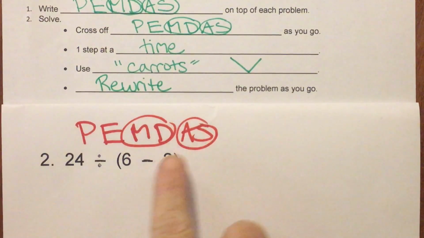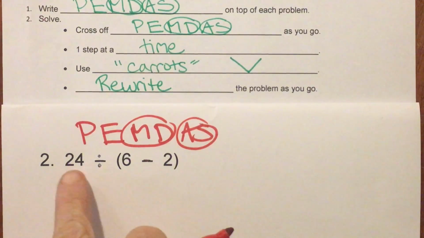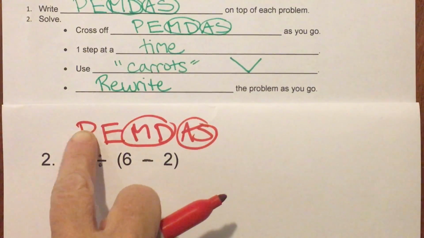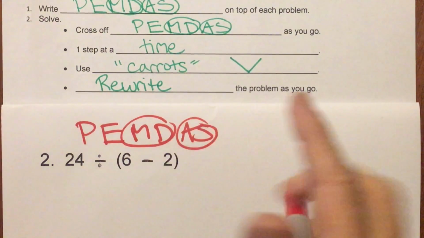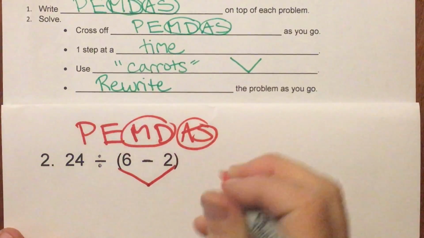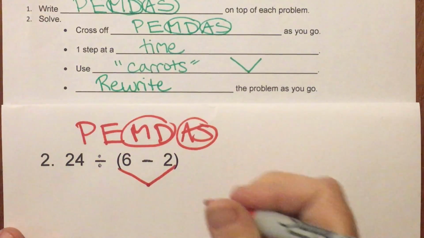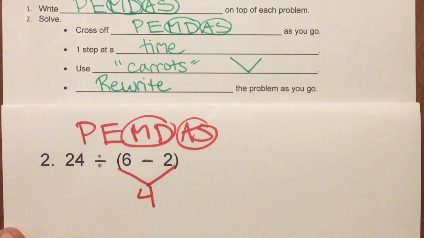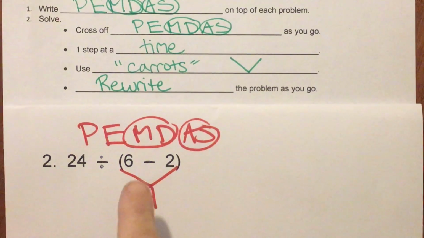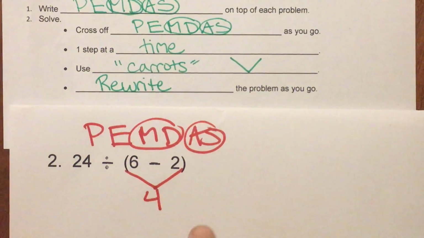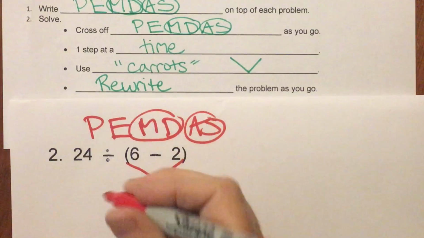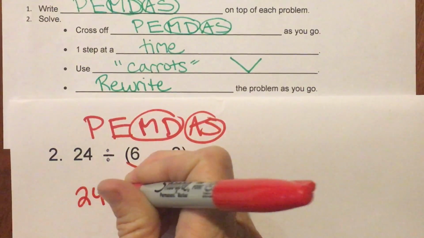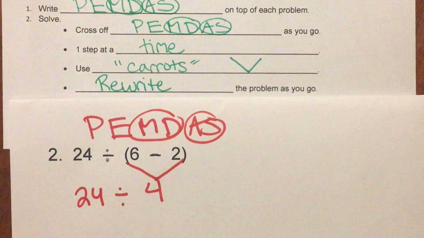I'm going to cross off PEMDAS. Okay, so what do I have here? Do I have any parentheses? Yes, right here. So I'm going to do that first. 6 minus 2 is 4. Okay, and then I used my caret. Now I'm going to rewrite everything I didn't use. So I didn't use the 24, and I didn't use the division sign.